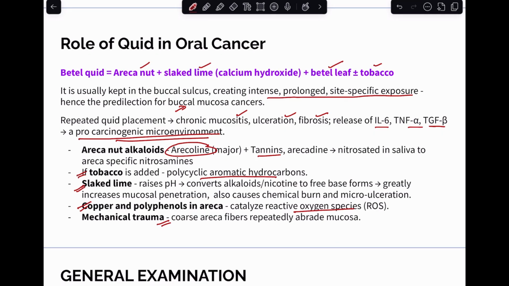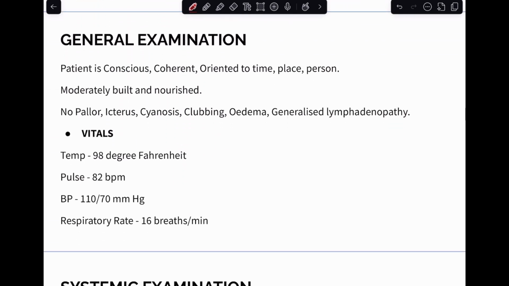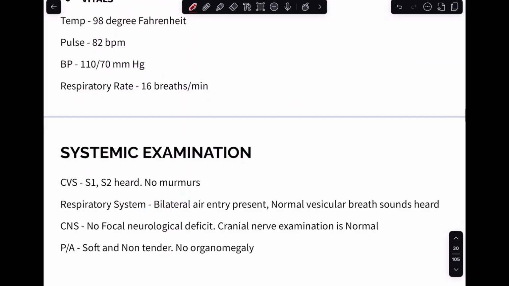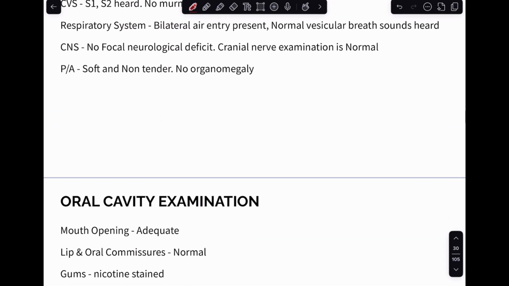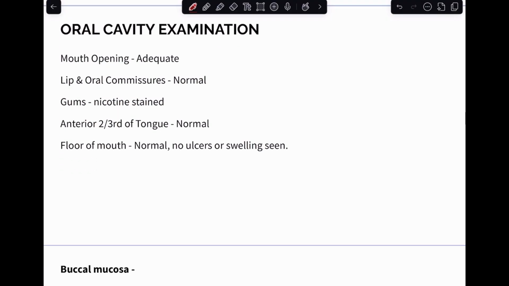So, we have discussed all the history points over here. That completes our history. Now we'll move on to the examination. I'll skip over general and systemic examination and focus more on the local examination. Coming to local examination, in the oral cavity, mouth opening is adequate, lip and oral commissure normal, the gums are nicotine stained, anterior two-thirds of the tongue is normal, floor of the mouth is normal, no ulcer or swelling is seen here.